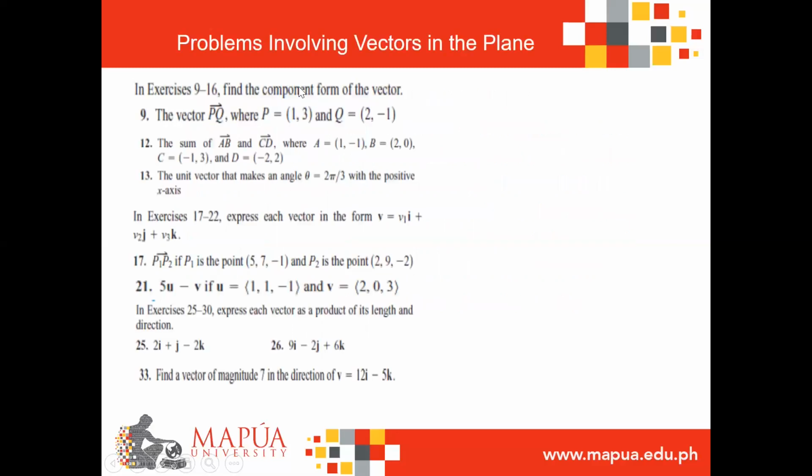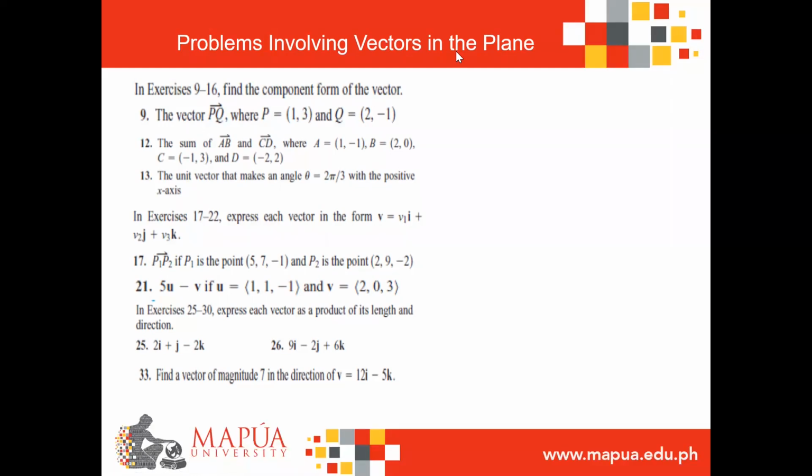Let us work now on these examples. So we have here, find the component form of the vector. That is in exercises 9 to 16, but we only have here 9, 12, and 13.